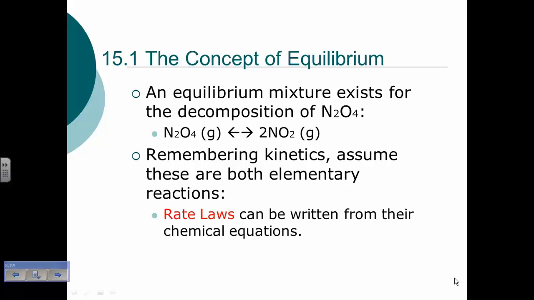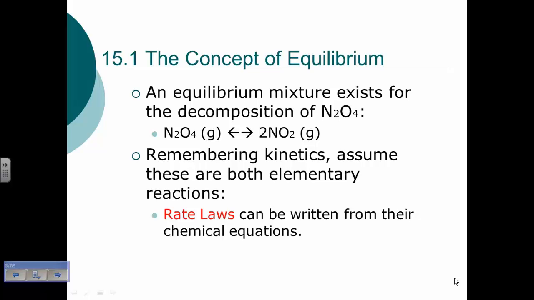But if we look at an equilibrium for dinitrogen tetraoxide, and it's in a gaseous form, I have a forward arrow and a reverse arrow. That's the best I can do for an equilibrium sign. And it goes on to form 2 molecules of nitrogen dioxide, so NO2. It's a balanced equation.